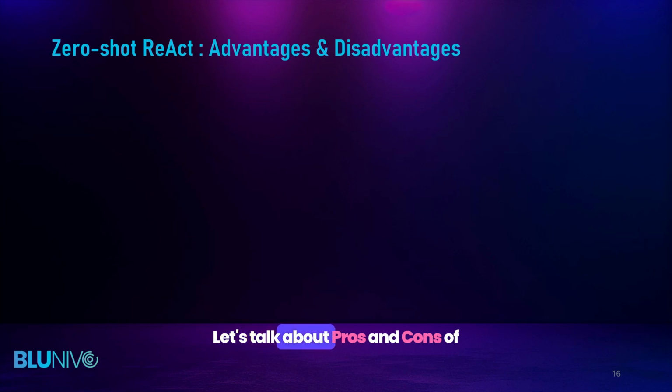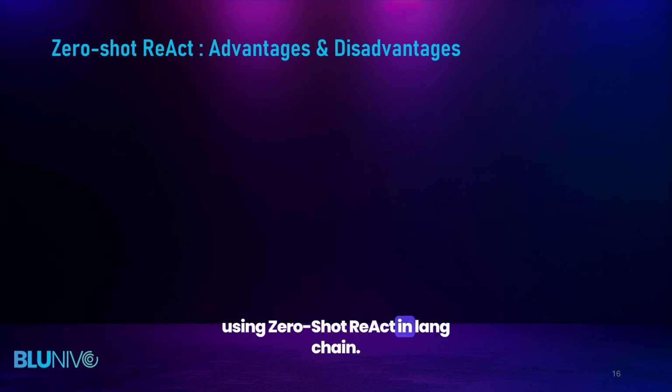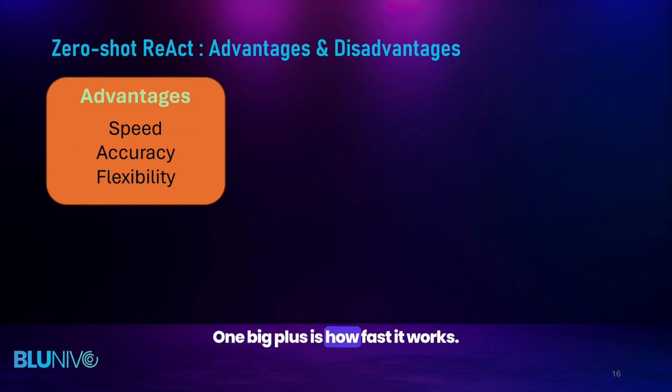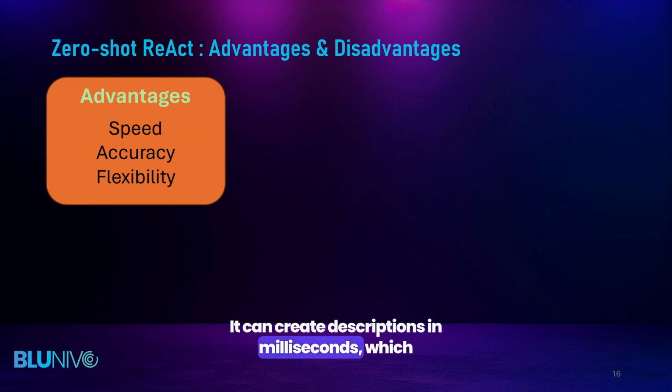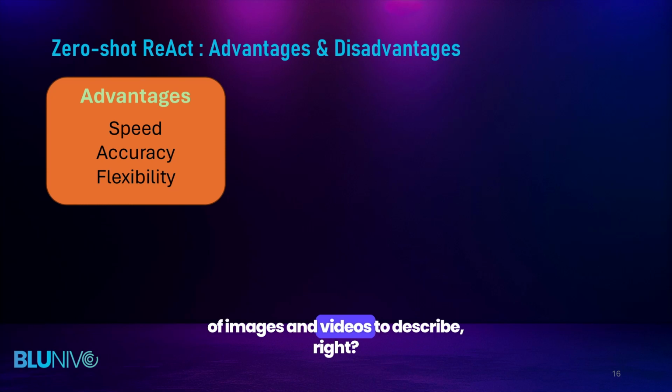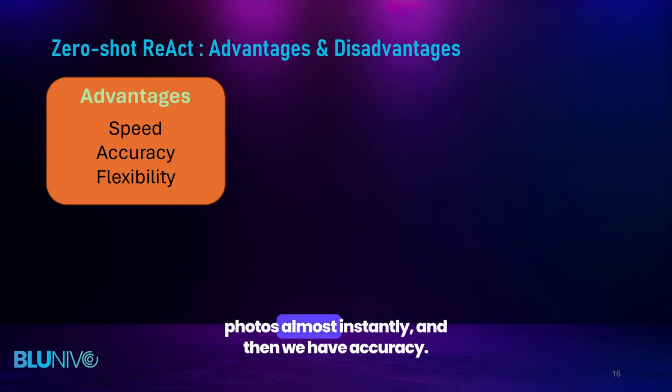Let's talk about pros and cons of using zero-shot React in LangChain. So for advantages, we have speed. One big plus is how fast it works. It can create descriptions in milliseconds, which is super handy if you've got tons of images and videos to describe, right? Imagine being able to caption a huge batch of photos almost instantly.